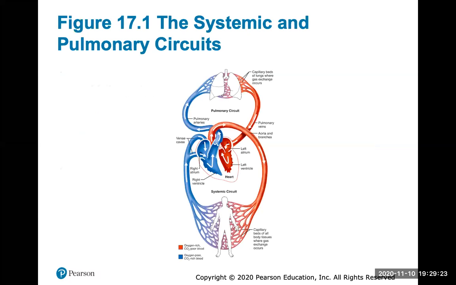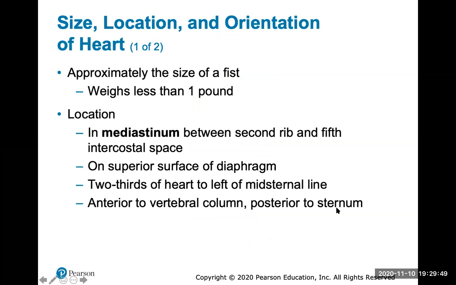So here's just a review of the pulmonary circuit and the systemic circuit, showing how blood enters the right atrium, goes to the right ventricle, goes out through the pulmonary arteries to the lungs, where it picks up oxygen, returns back to the heart via the left atrium into the left ventricle, and then the left ventricle pumps oxygenated blood out of the aorta to all of the body's system cells.